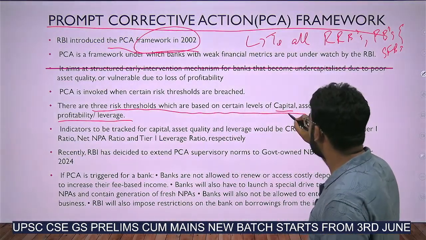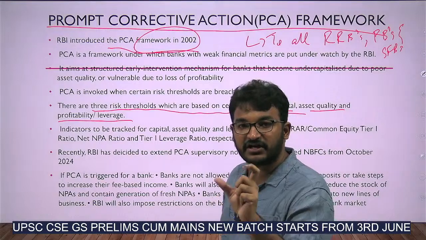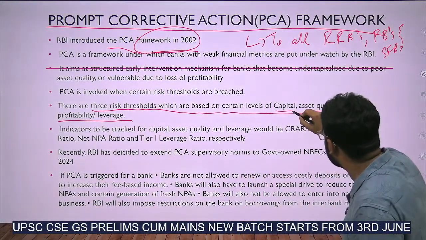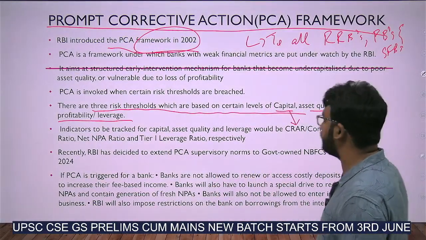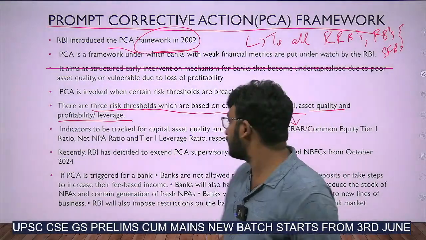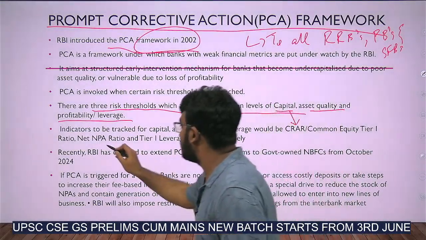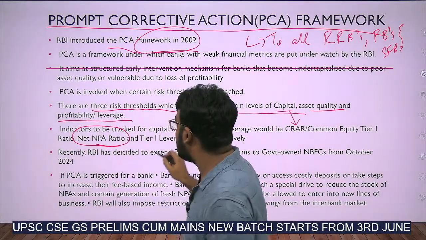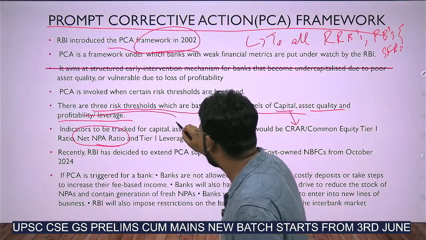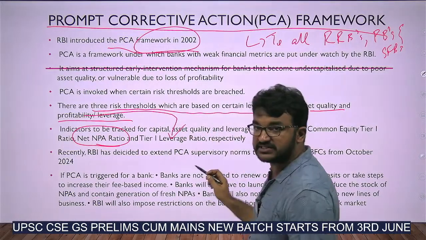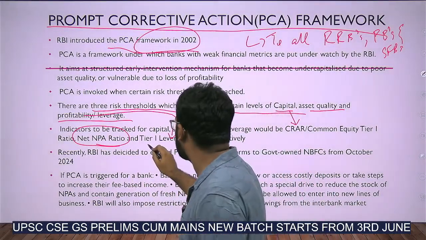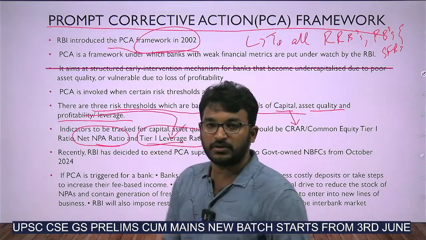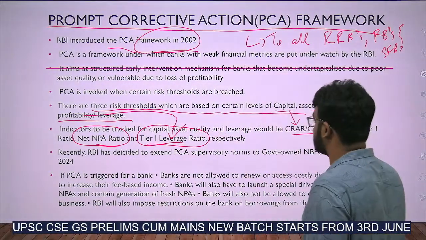For capital, to check whether the bank is having enough capital or not, RBI will be based on CRAR value, common equity tier 1 value. And with respect to asset quality, it will be based on the NPA ratio. And with respect to profitability or leverage, it will be based on the tier 1 leverage ratio. So these 3 are the indicators.